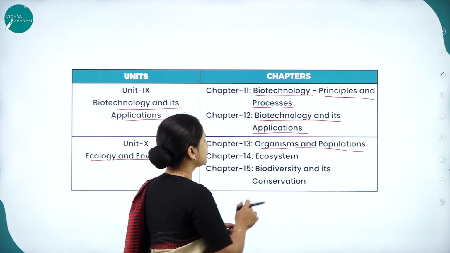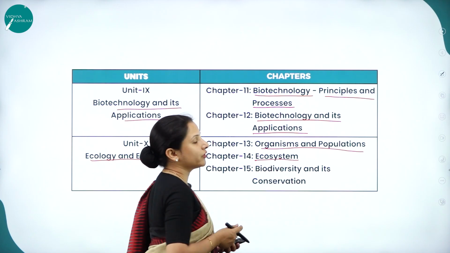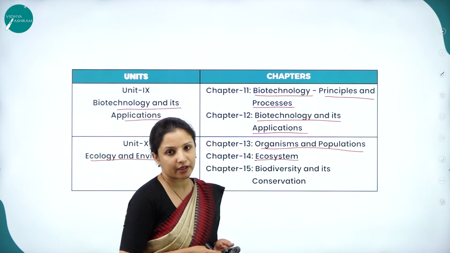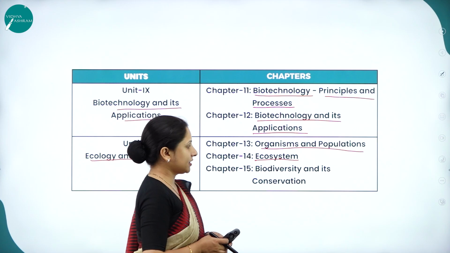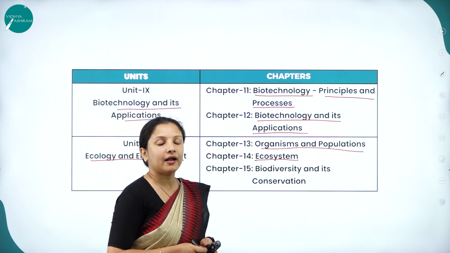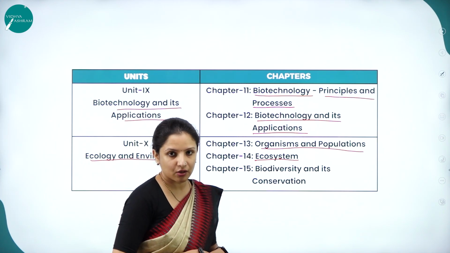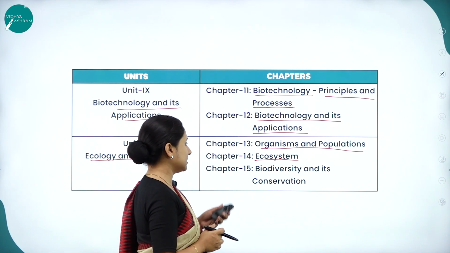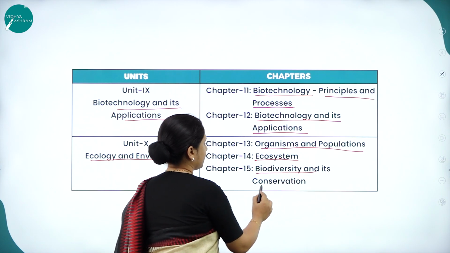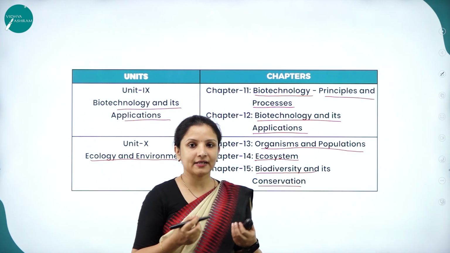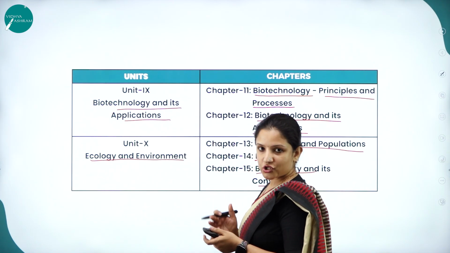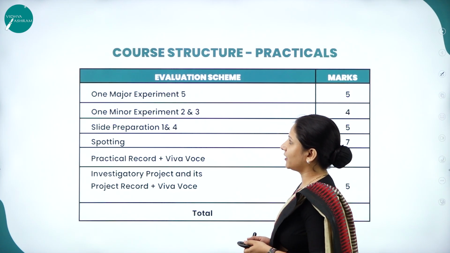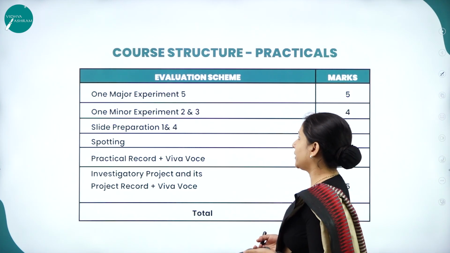Next, chapter 14 is entirely dedicated to ecosystem, wherein we'll study the different forms of the ecosystem. Chapter 15 is about biodiversity, the important biodiversity hotspots, and how to conserve biodiversity. So this is about the entire syllabus. Almost all the chapters are quite interesting under class 12th biology.